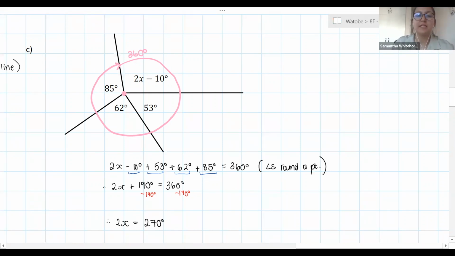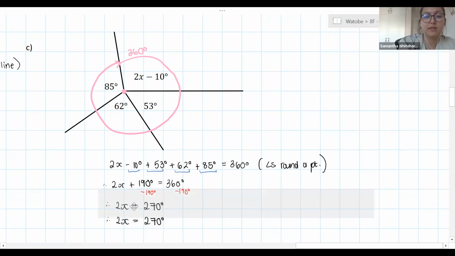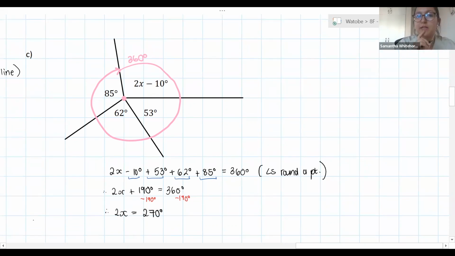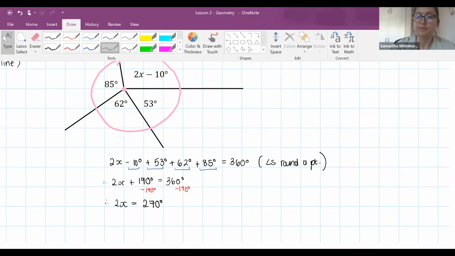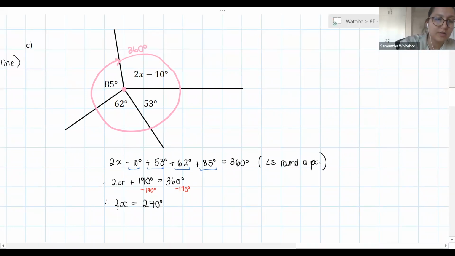Who wants to tell me what my next step needs to be? Raise your hand or you can pop it in the chat. What should my next step be to solve for x? Bontle, what should I do? Ma'am, I see 270 divided by 2 and 2x divided by 2. Fantastic. We want to divide both sides by 2. And what is 270 divided by 2? 135. Excellent. Degrees. Well done. And yes, very importantly, degrees. So x is equal to 135 degrees. And so we have solved for x there.